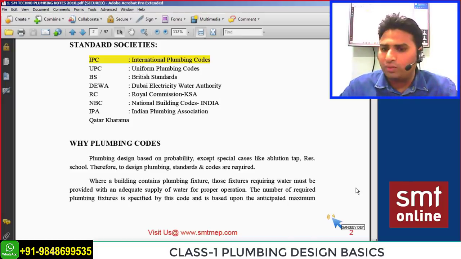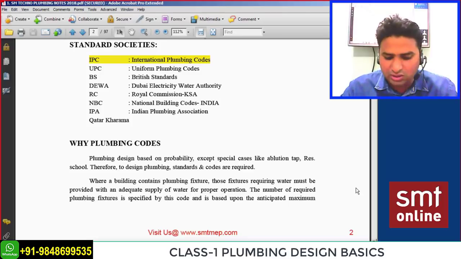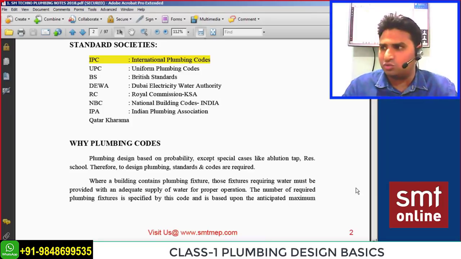So always remember, we will be getting this based on the probability. But there are some other special cases, which are called the ablution tab or ablution area. Before offering prayer, we have a specific time for the prayer, so all the taps in that area will be used because the prayer is at a certain time. So maximum people will be there, and back to back they'll be using it.